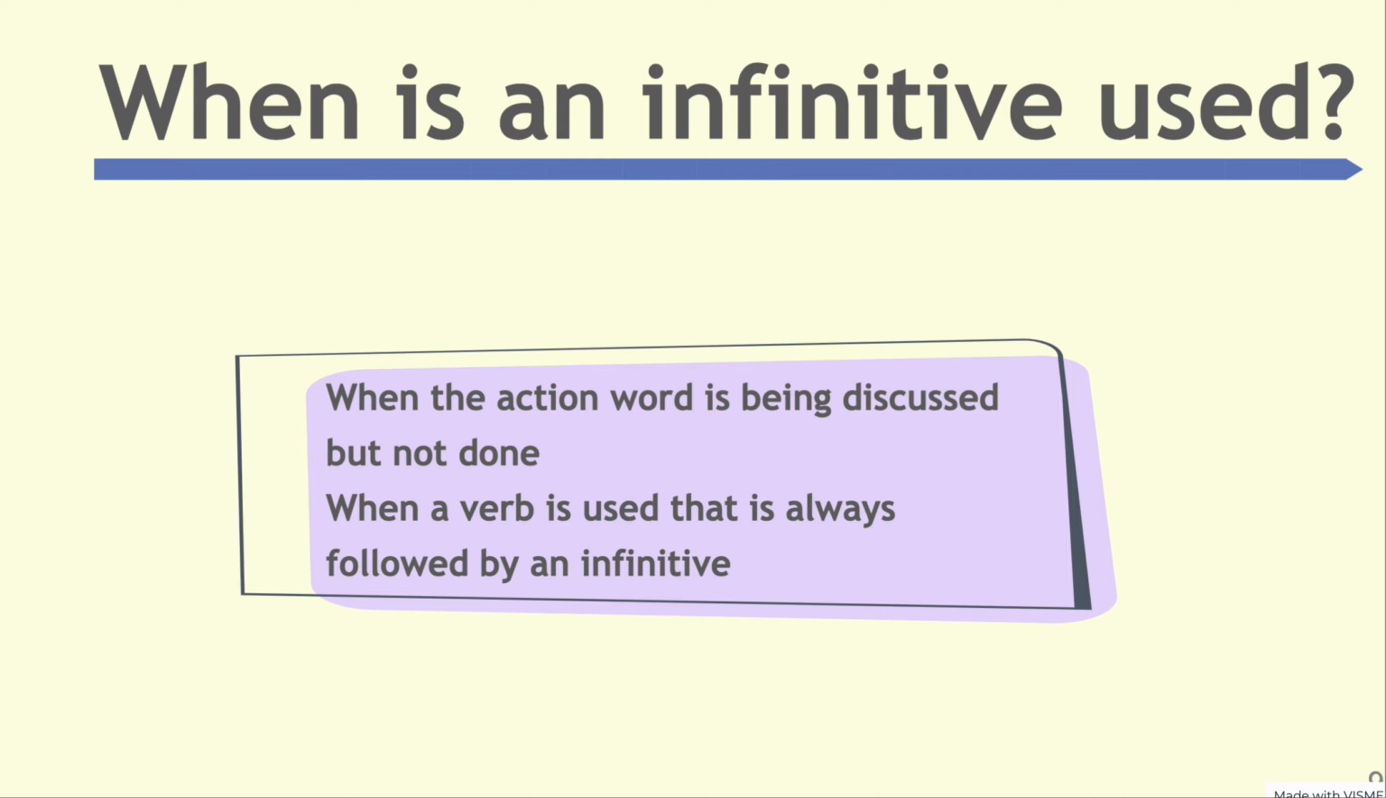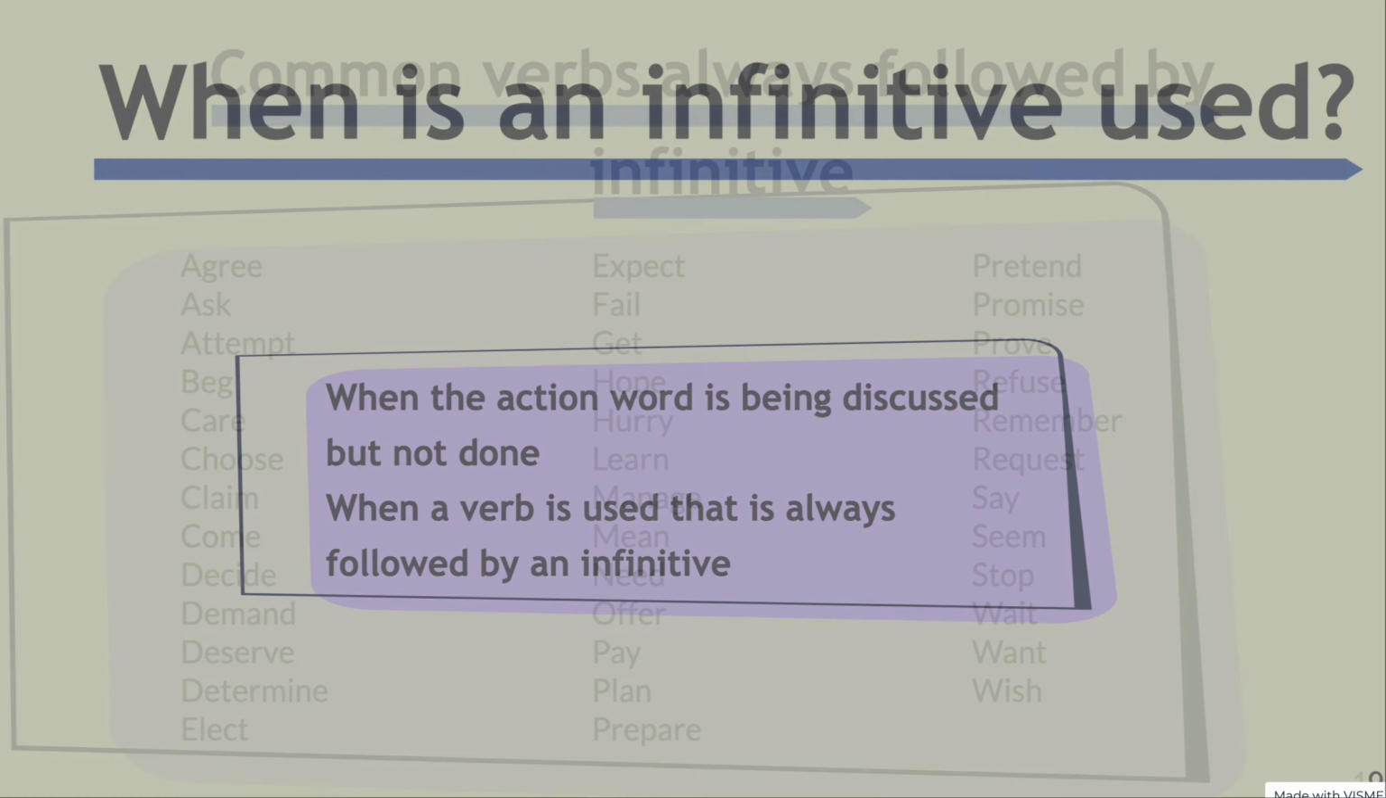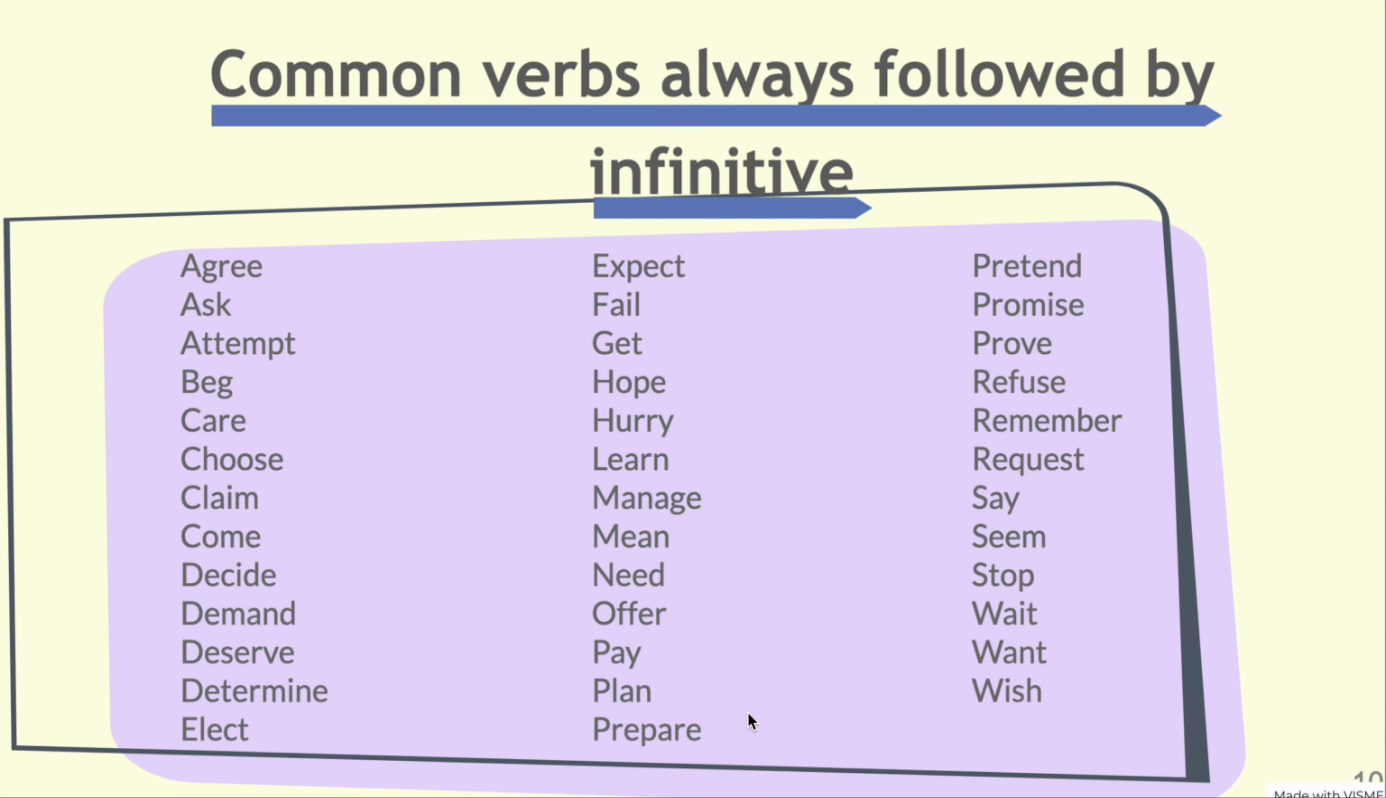An infinitive is used when the action or state of being is discussed but not done. There are also verbs that are always followed by an infinitive. Let's look at some common verbs that are always followed by an infinitive. Can you use a couple from this list to make your own sentences?